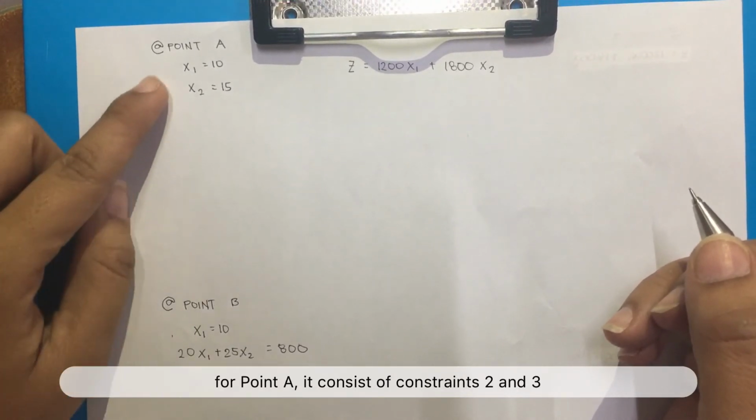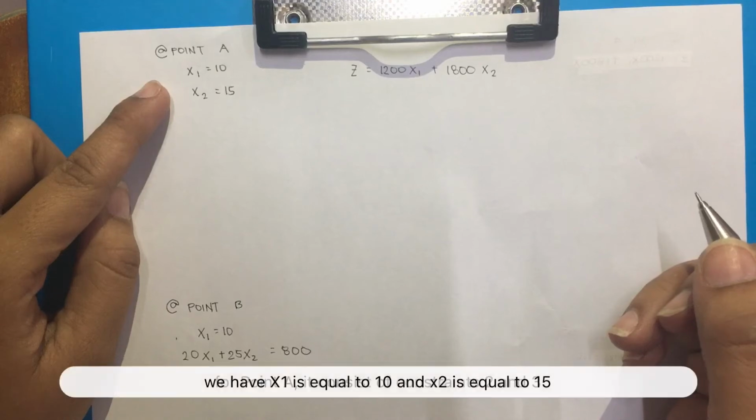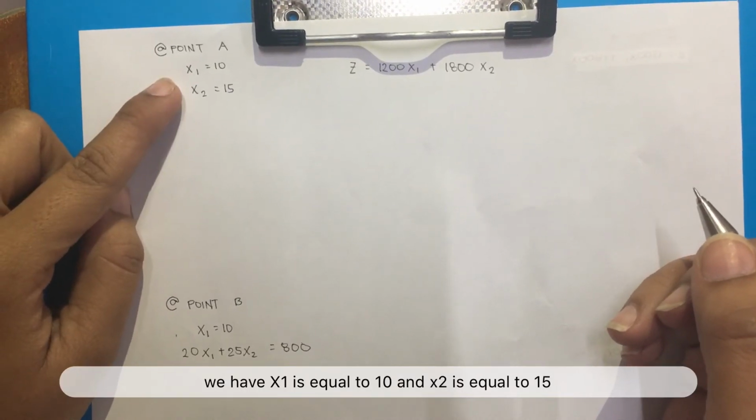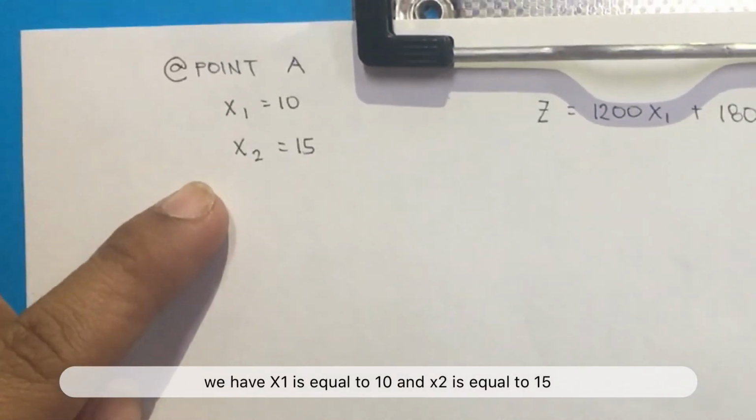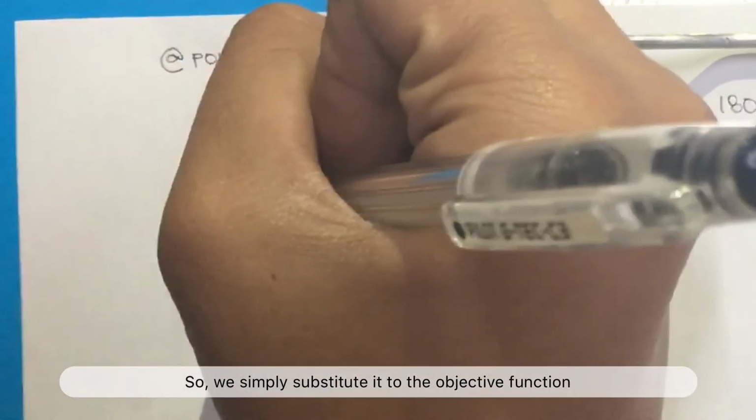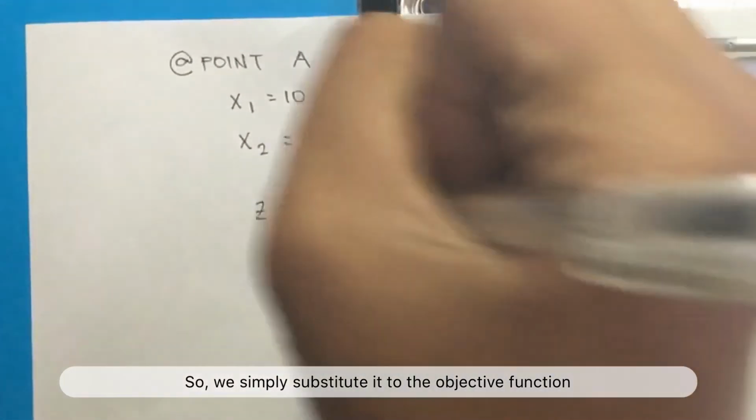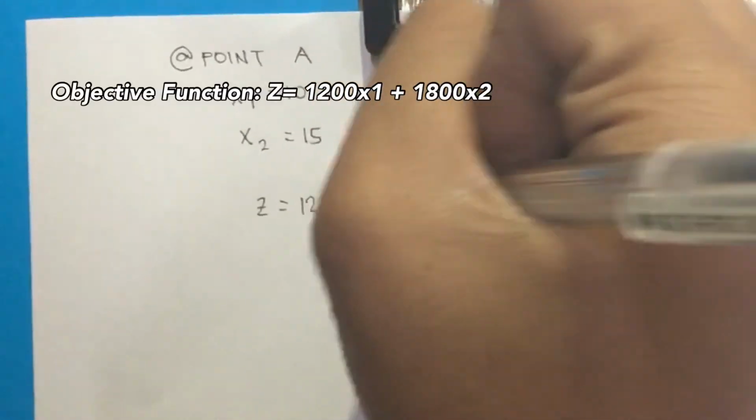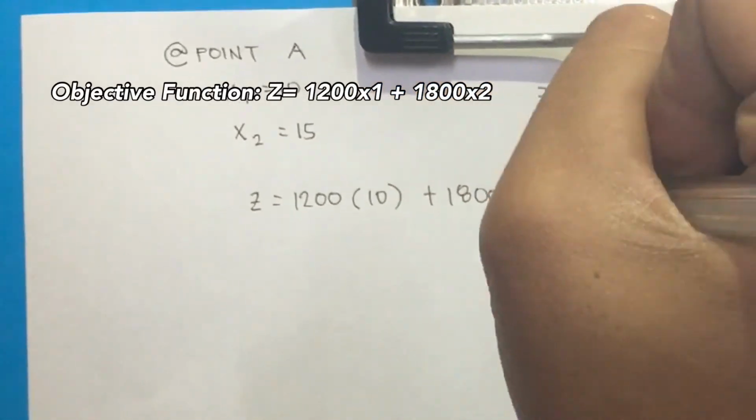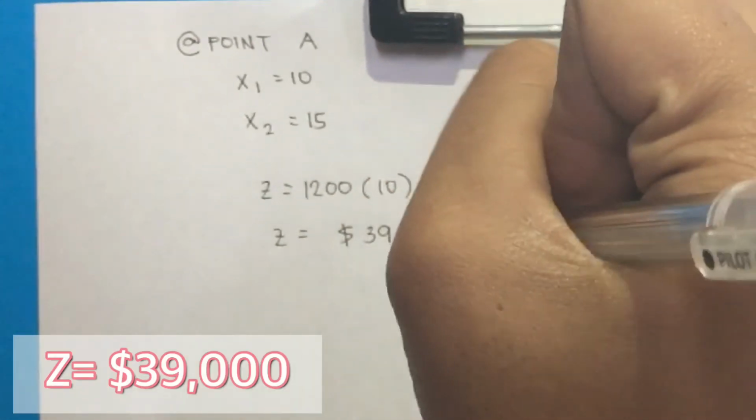For point A, it consists of constraints 2 and 3. We have x1 equal to 10 and x2 equal to 15. So we simply substitute it to the objective function. So we now get $39,000.